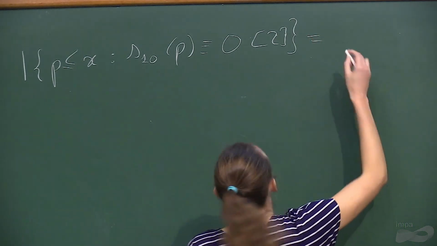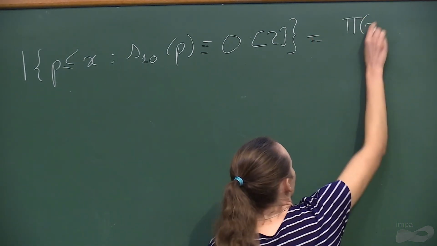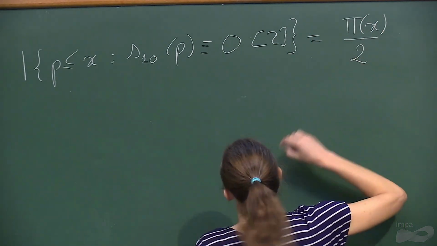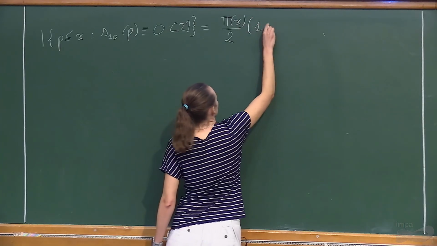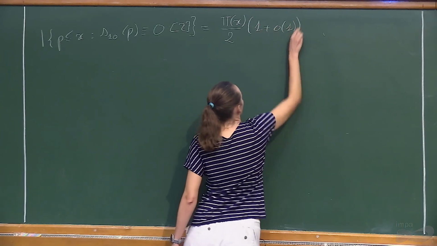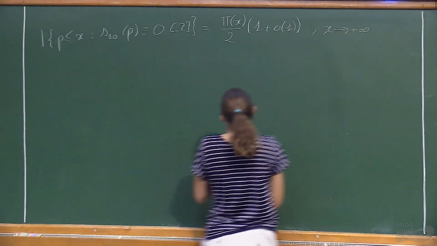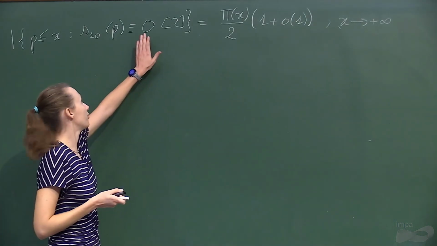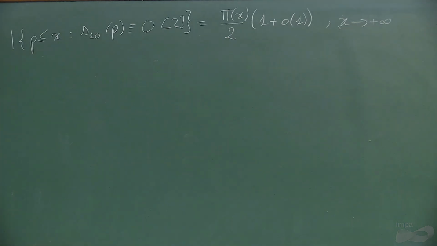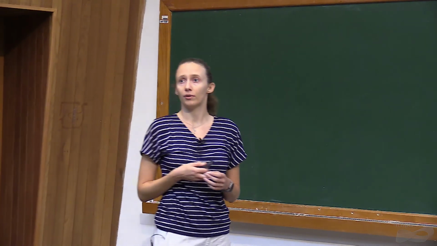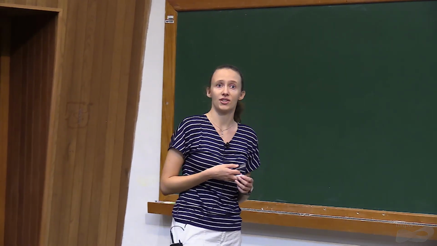is the total number of primes up to x, pi of x, divided by 2 times 1 plus little o of 1, as x tends to infinity. The same holds if I replace 0 by 1, of course. By proving this, they solved a conjecture made by Gelfond in 1968.